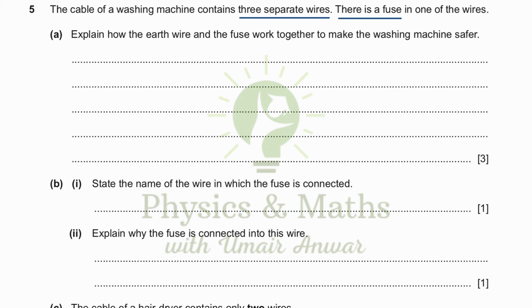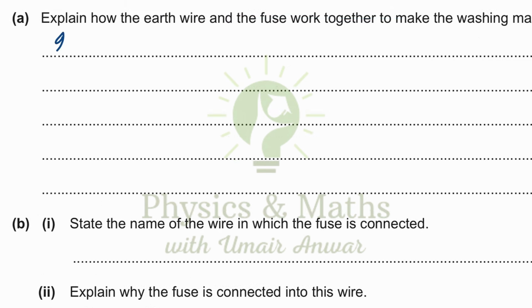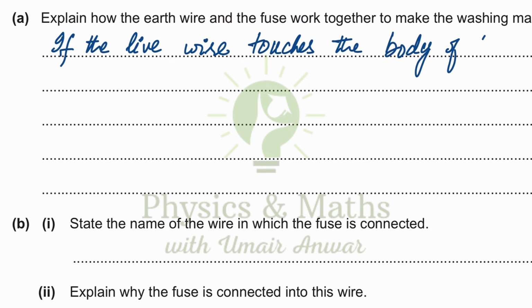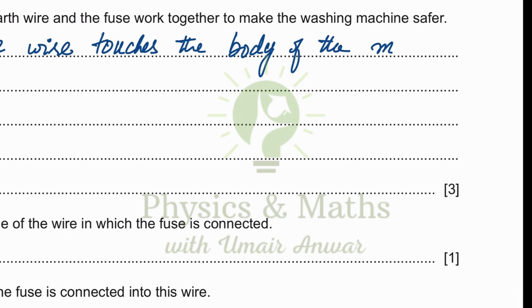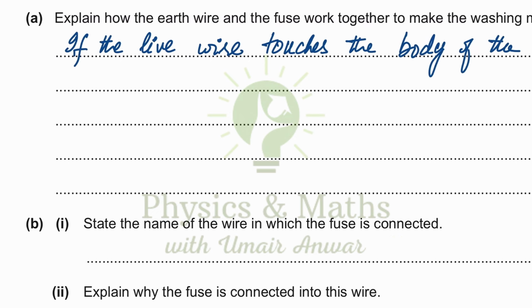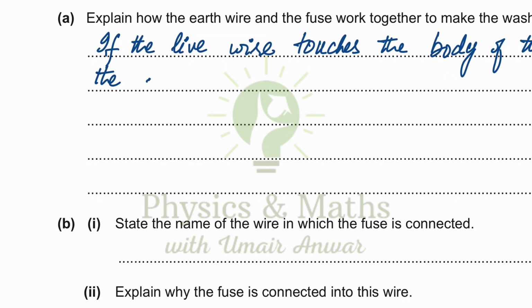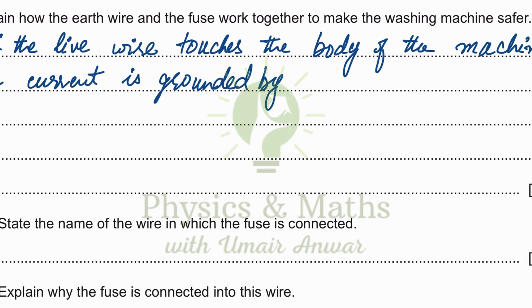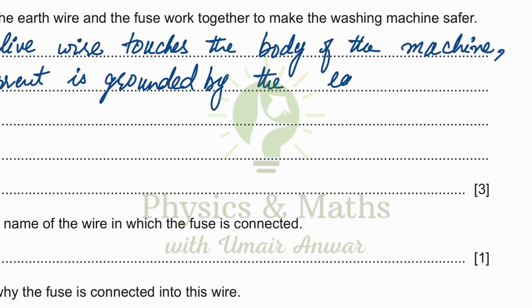The first thing, what is the function of the earth wire? If the live wire touches the body of the machine, the current is grounded by the earth wire. This is one way of the protection.